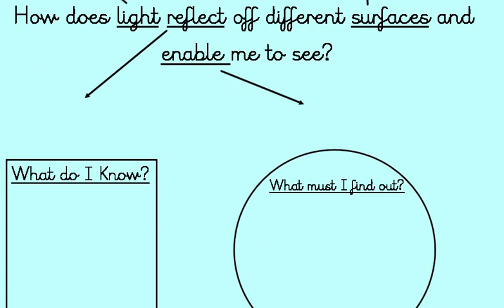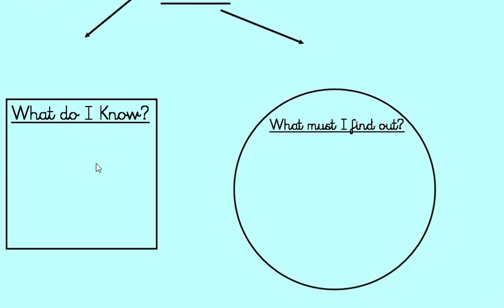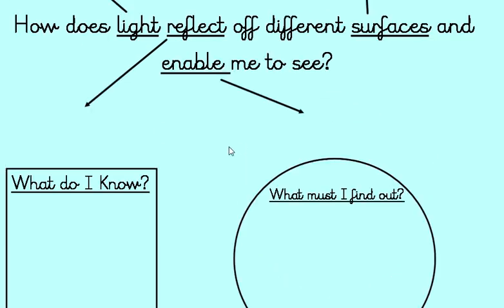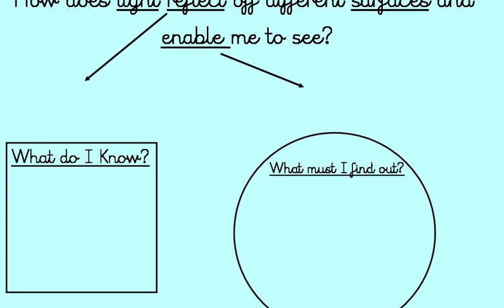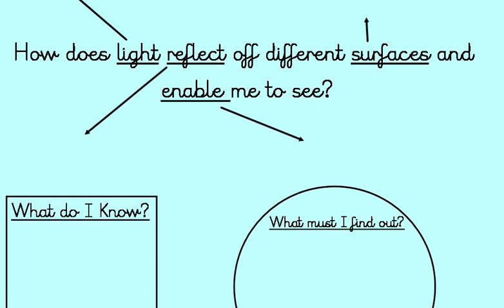Now that you've done that, we're going to look at the next 2 sections. Well, what do I know? You might already know some things about light. For example, what do we need light to do? Well, you'll probably already know that light enables us to see. What else might you already know about light? Do you know how it moves? Do you know sources of light? Do you understand some things already about light? Do you know how quickly it moves?